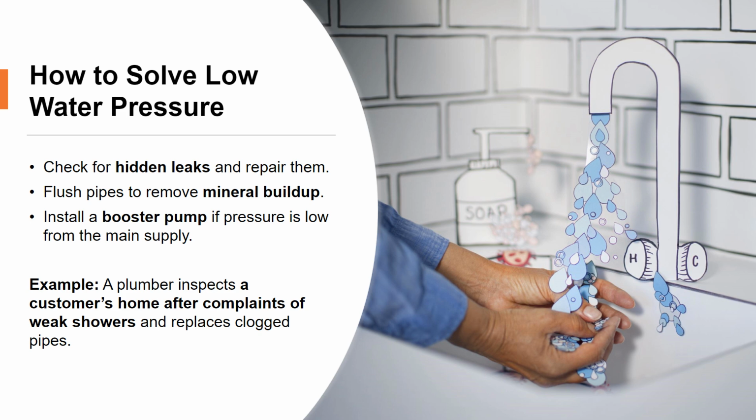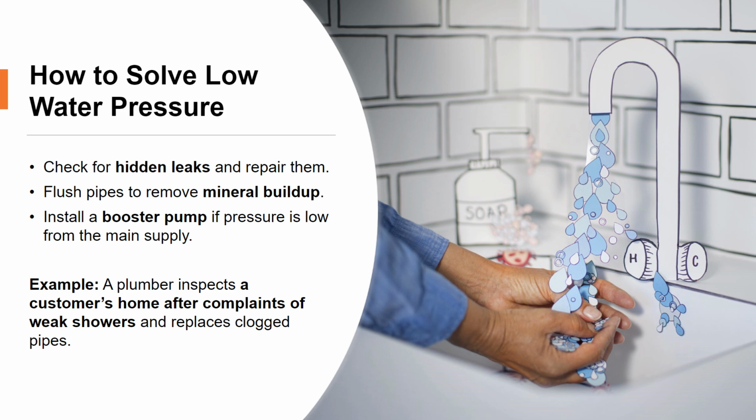Inspect the entire system. Start at the water meter or source and trace your way through. Look for leaks, closed valves, rusted pipes, or poor connections. Clean or replace clogged aerators and filters. Sometimes the issue is right at the outlet. Remove tap aerators or shower heads and clean out sediment buildup.